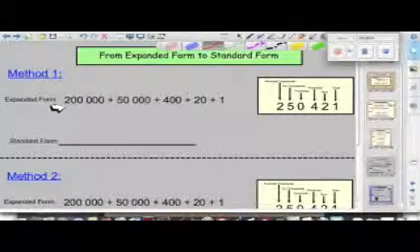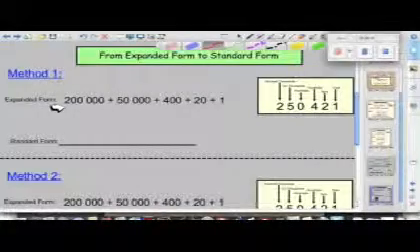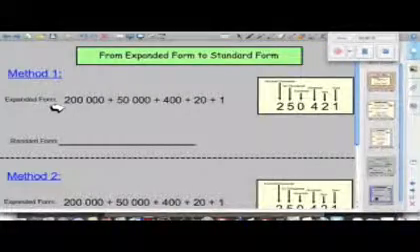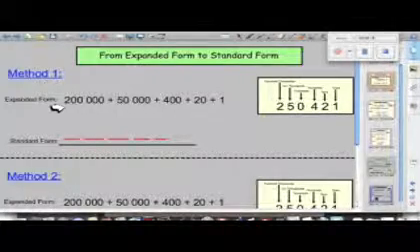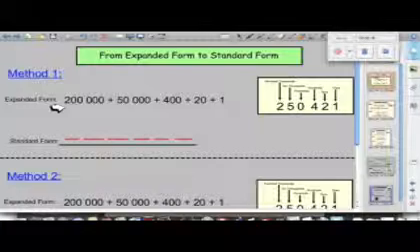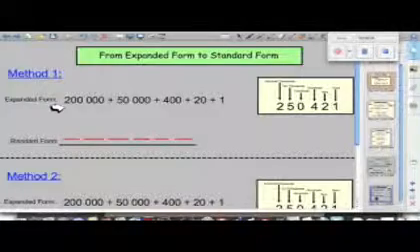Now because I already know that my standard form number is going to have 6 digits and be in the hundred thousands just like my largest expanded form number, I'm going to go ahead and put in place markers for those 6 digits. So 1, 2, 3, 4, 5, 6. And this is going to help me keep things straight in my head and make sure that I don't make any silly mistakes by recording numbers in their wrong place values.